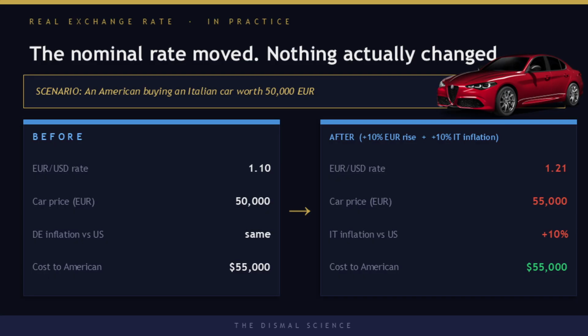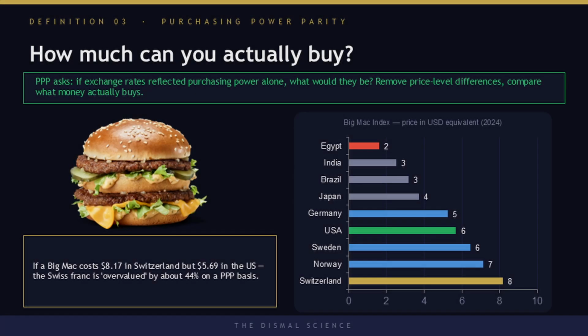And for trade, for competitiveness, for whether a country's exports are getting cheaper or more expensive for the rest of the world, this is a number that actually matters. Let's take a small detour. Now, the concept of purchasing power parity, or PPP, takes that same idea and applies it globally. The question it tries to answer: if exchange rates were set purely by what a unit of currency can actually buy you, what would they look like?